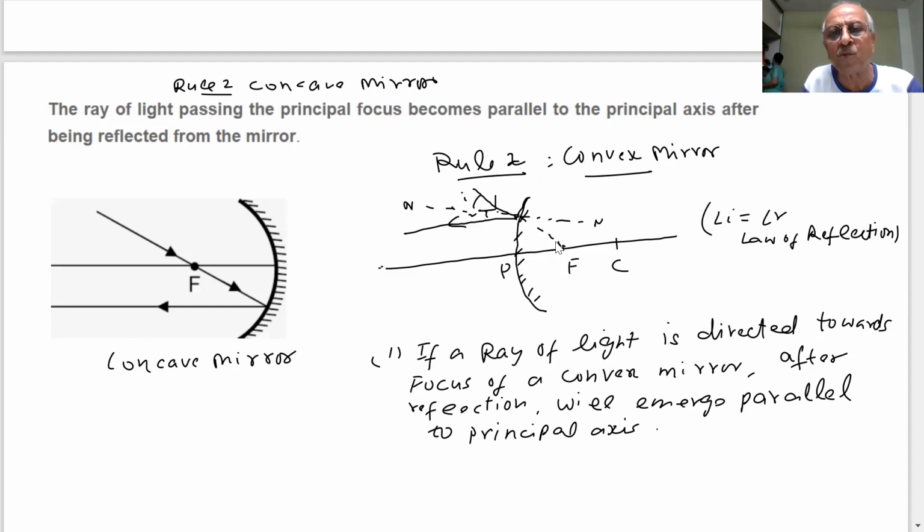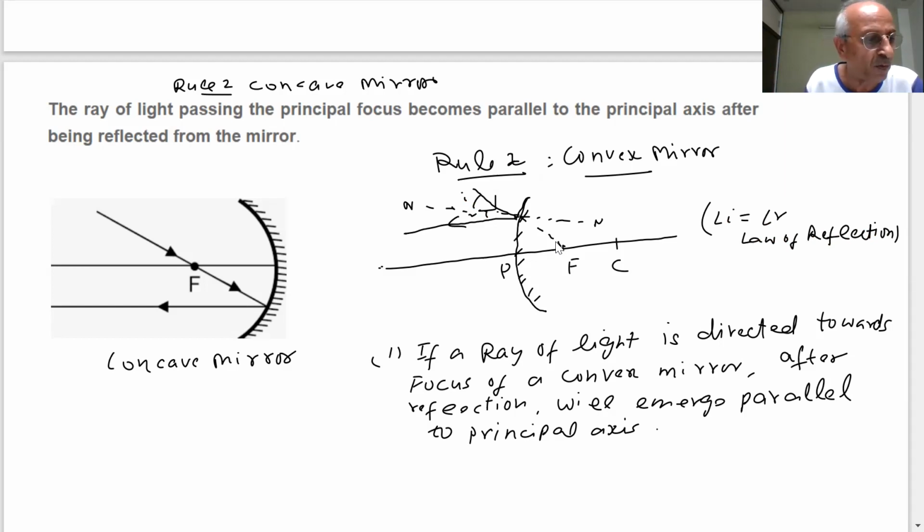That is why the ray of light which is directed towards the focus of a convex mirror will emerge, student, parallel to the principal axis. This is my rule 2.